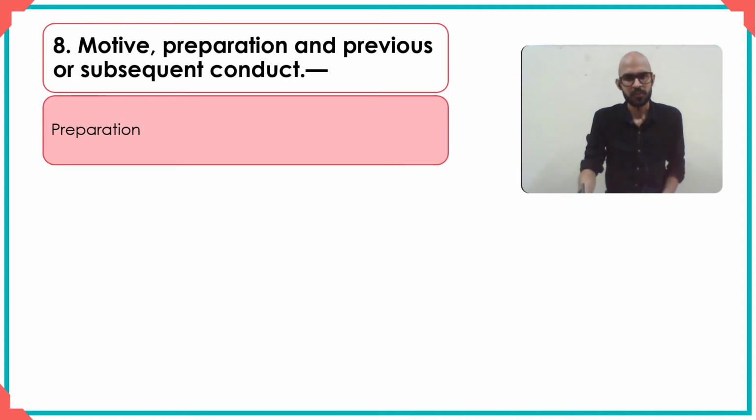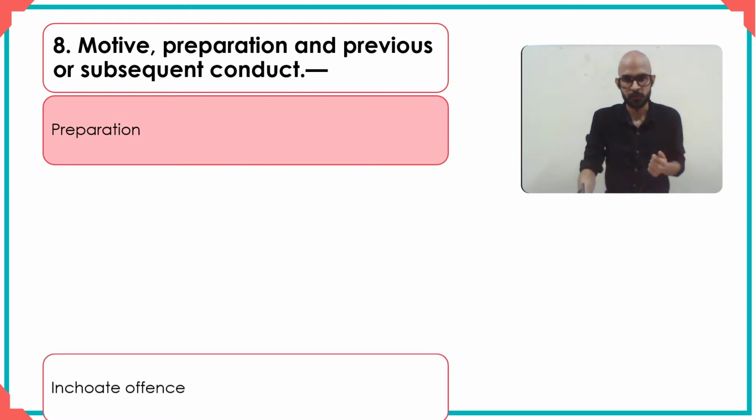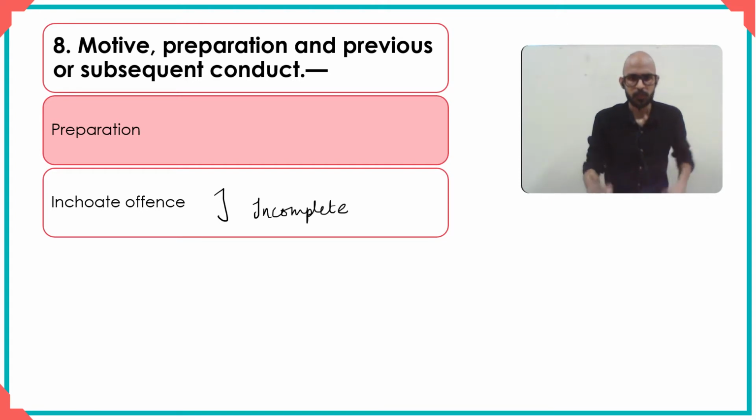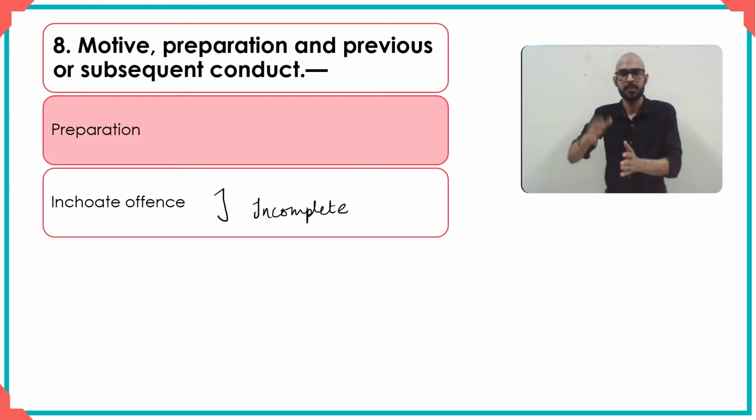Now, what is preparation? Try to recollect this thing that we'd studied in substantive law. You remember what we understand as inchoate offenses? Inchoate offenses are incomplete offenses. Offenses that could not be taken to their end. Offenses that could not achieve fruition, right? Therefore, they are inchoate or incomplete offenses, right? So preparation is a stage where an offense is said to be inchoate. It's not been completed, right?